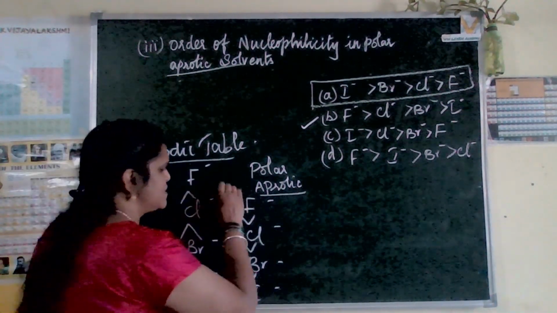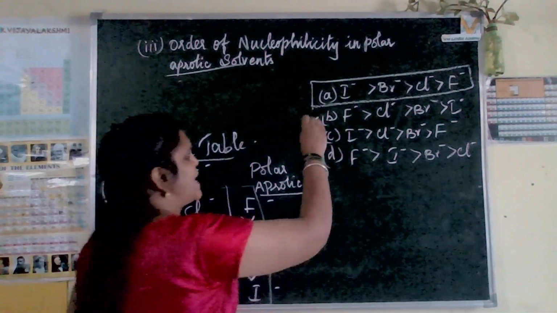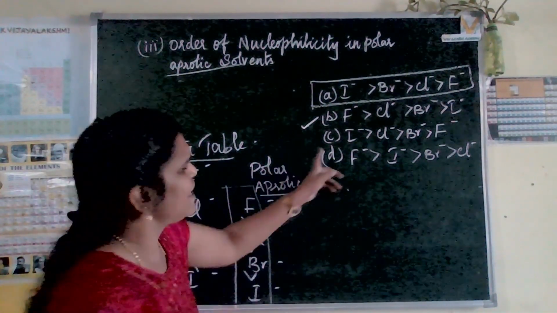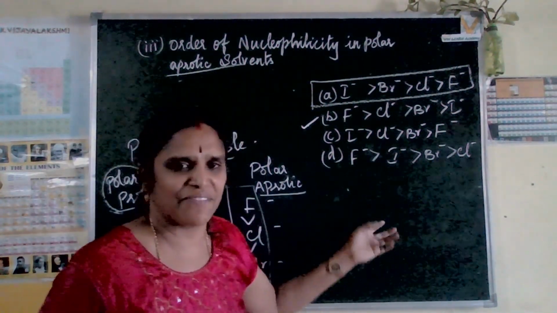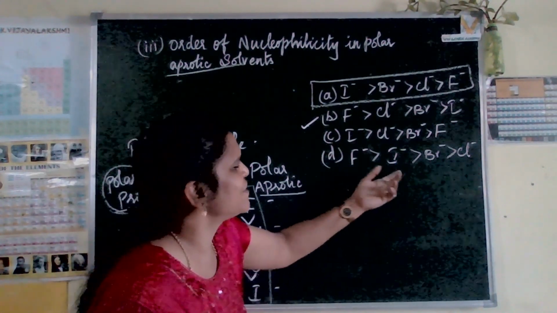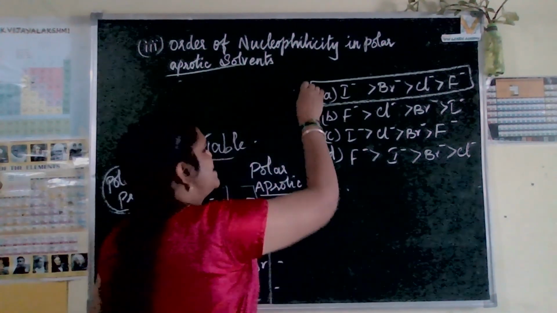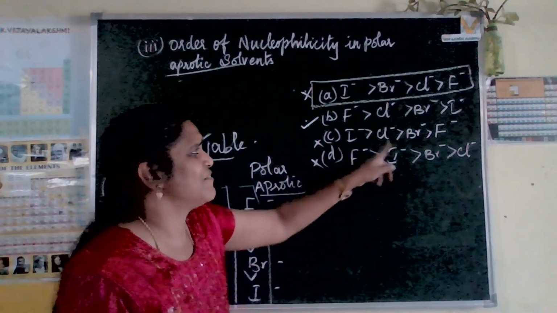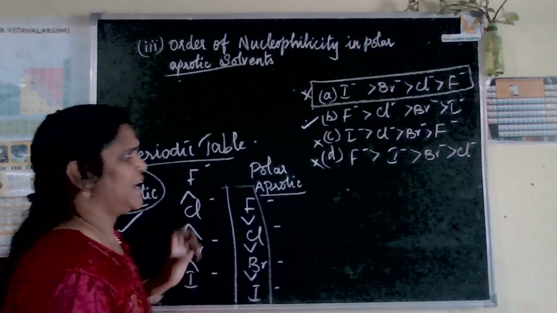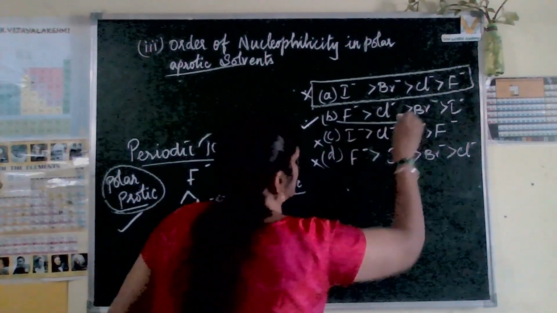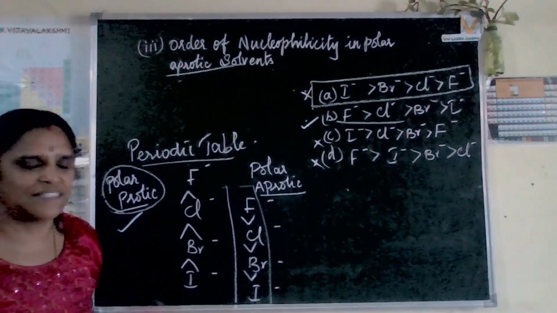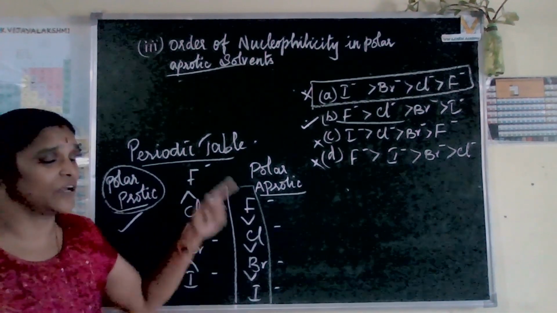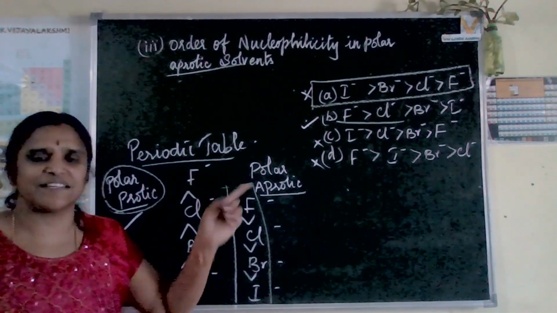Hope you're clear with this, why this answer is correct. They didn't jumble it like they have given, so we need not consider only I and Br. In these two, this is wrong and this one is just jumbled. In these two you can identify, so this is the correct option. Hope you're clear with that: polar protic, polar aprotic, where it is decreasing, where it is increasing.